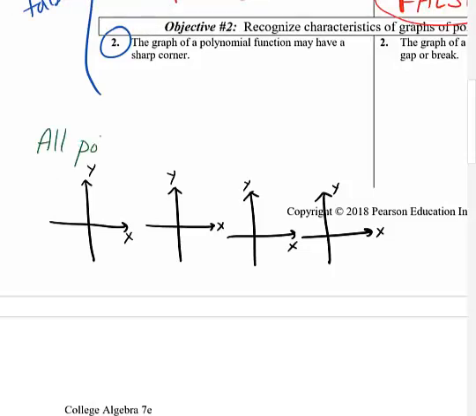Like I said, you shouldn't necessarily have known this before. I don't know how they expect people to know if this is true or false. All polynomials have a graph like one of the following. So, one of these four.